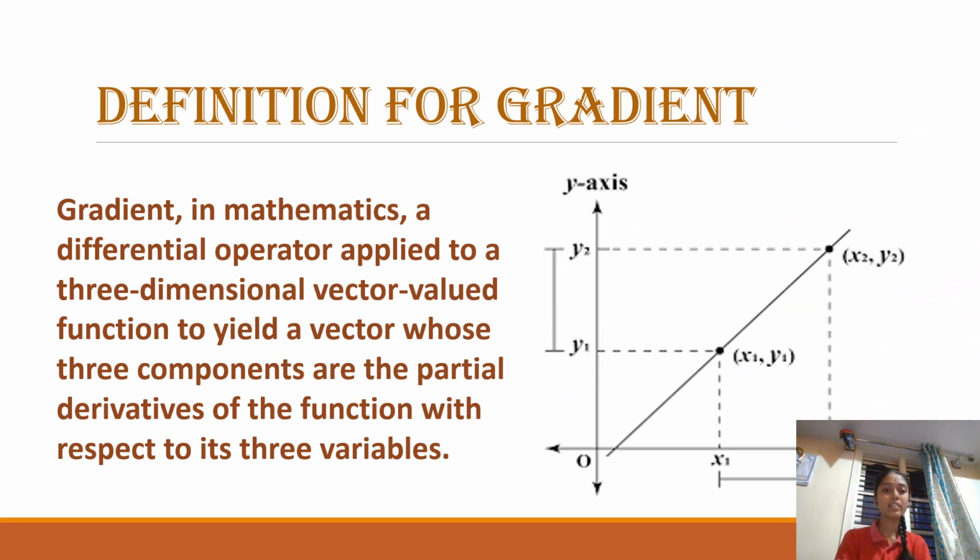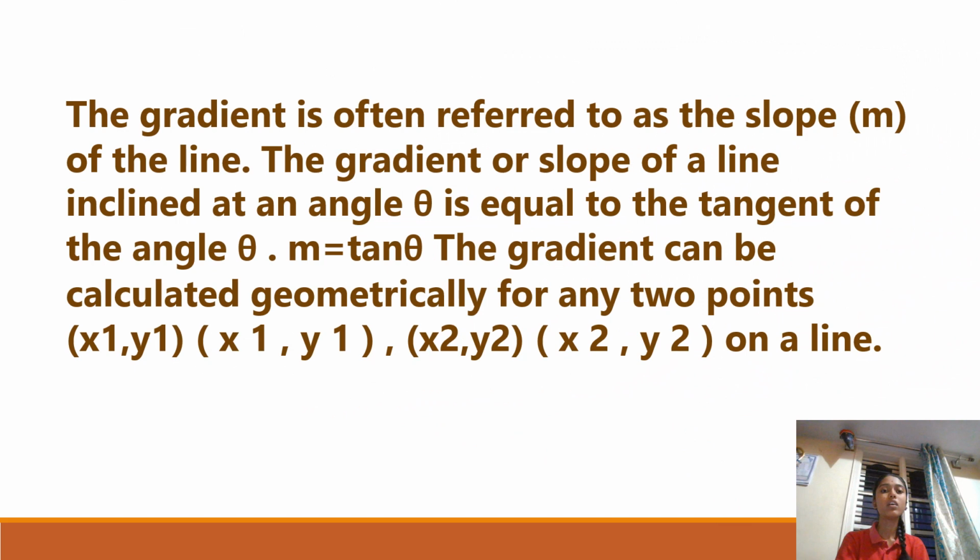Gradient, in mathematics, is a differential operator applied to a three-dimensional vector-valued function to yield a vector whose three components are the partial derivatives of the function with respect to its three variables. The gradient is often referred to as the slope m of the line. The gradient or slope of a line inclined at an angle theta is equal to the tangent of the angle theta, where m is equal to tan theta.